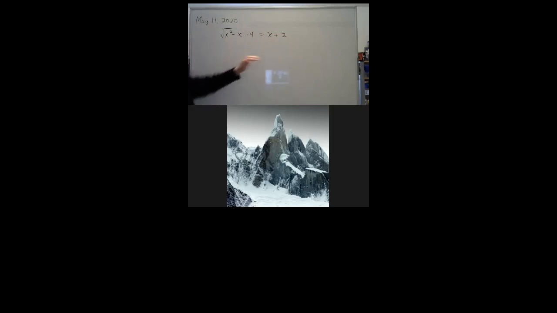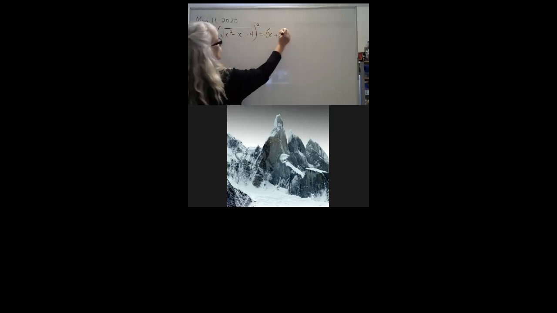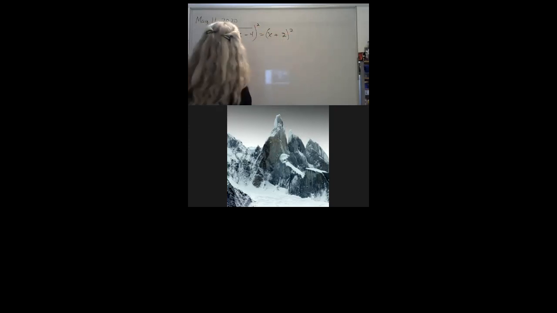However, the first step's already done. We have the radical equal to everything else. The radical is all by itself on the left side. So let's just go ahead and square both sides. We're back to doing a square, so we'll do a square to undo the square root. Left side's easy. The square is going to undo the radical, and we'll end up with x squared minus x minus 4. The right side is where if you make a mistake, you're probably going to make it.